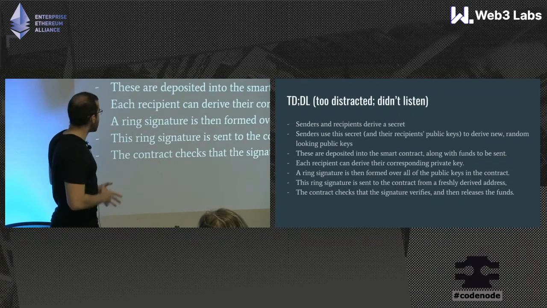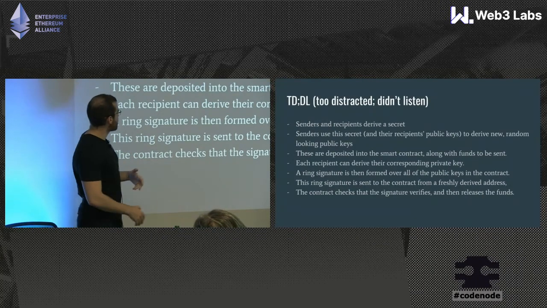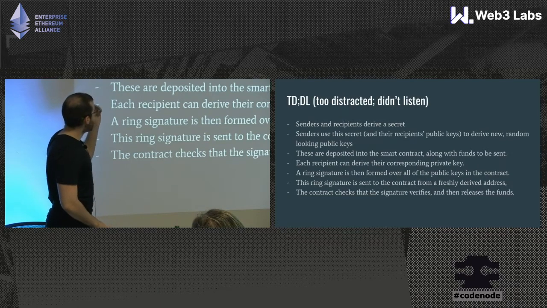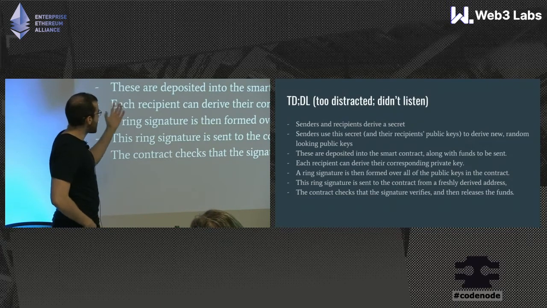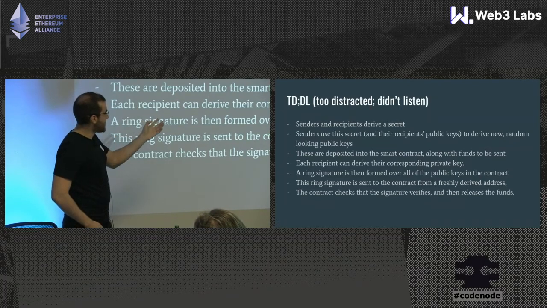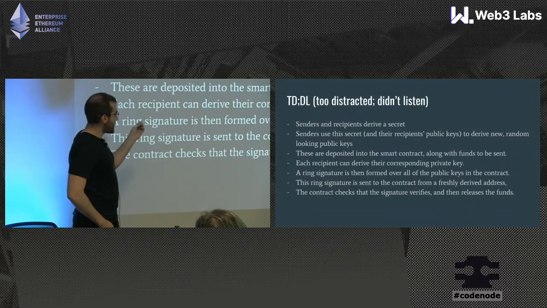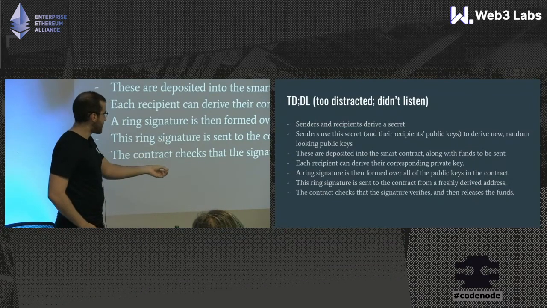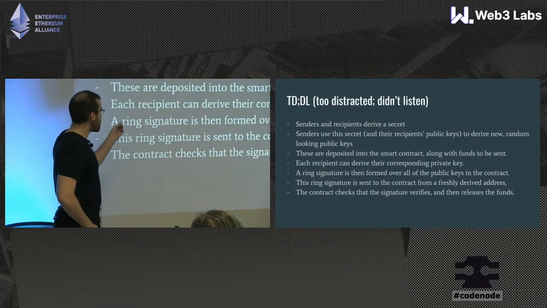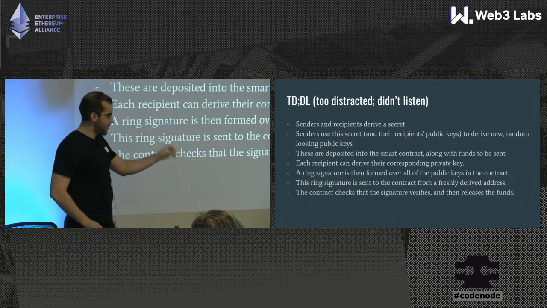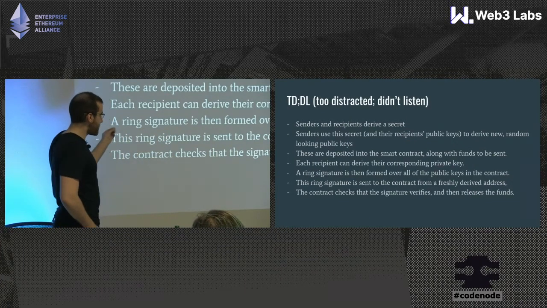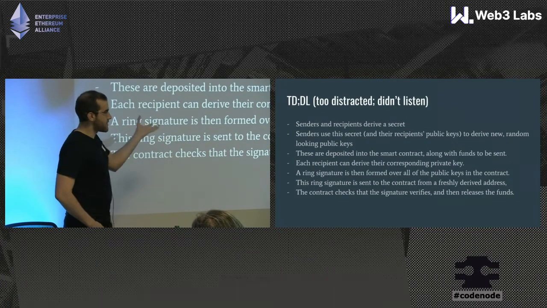So the long story short, if you got too distracted, the sender and recipients derive a secret. The senders use this secret and the recipient's public keys to derive new random-looking public keys. These are deposited into the smart contract along with the funds to be sent. Each recipient can derive the corresponding private key by looking at the smart contract if they have the shared secret. If they don't, then obviously the payment's not for them.